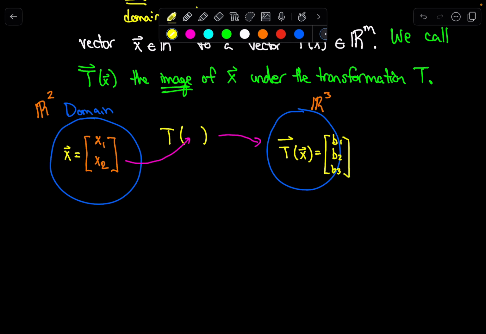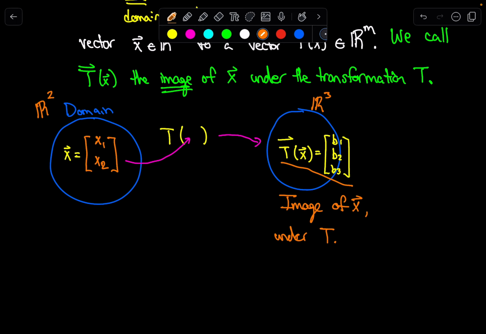And that's the idea. You plug in some sort of vector into T, and you get out what we call the image of the vector X under the transformation T. So that's a lot of fancy words, but a transformation in general is just: it takes a vector in, pops a vector out, the end.